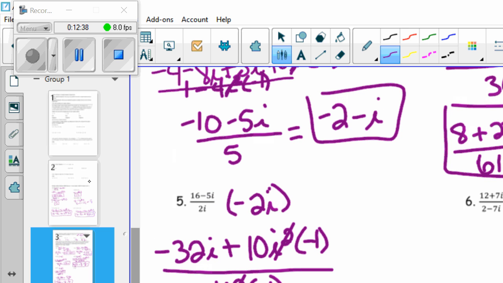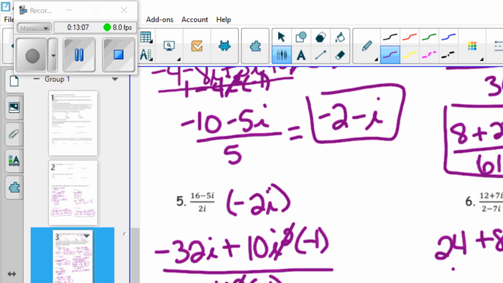12 plus 7i divided by 2 minus 7i, so I'm going to multiply everything by 2 plus 7i. So on top, 12 times 2 gets me 24. 12 times 7i gets me plus 84i. 7i times 2, plus 14i. 7i times 7i gets me plus 49i squared. I know my i squared is negative 1.